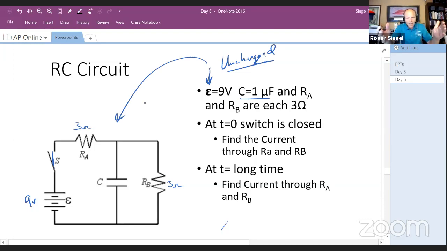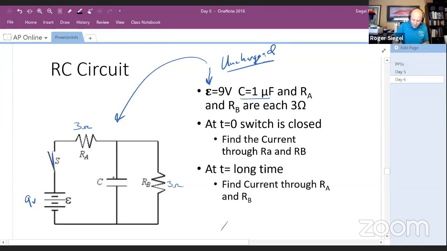Now, an uncharged capacitor, when you start to apply a potential difference across it, at the instant, acts like a closed switch. And then slowly, as it charges up, it starts to act like an open switch. It goes from letting a ton of current through to letting no current through. And so we're going to look at the initial point when it acts like a closed switch, and then the final point when it acts like an open switch. Let's look at this circuit here.